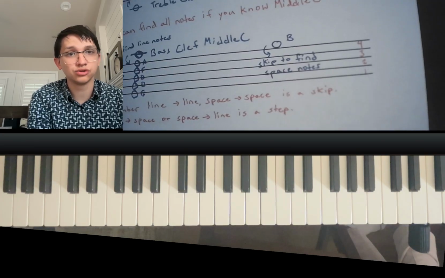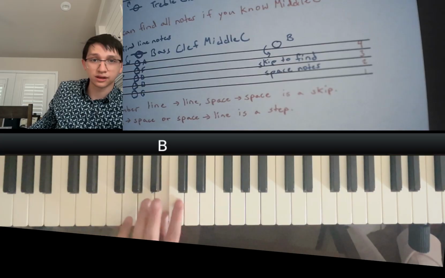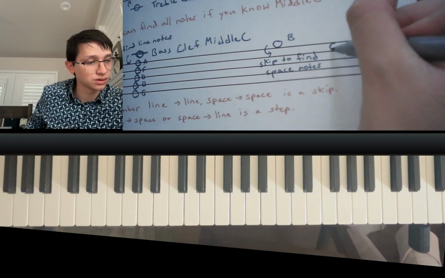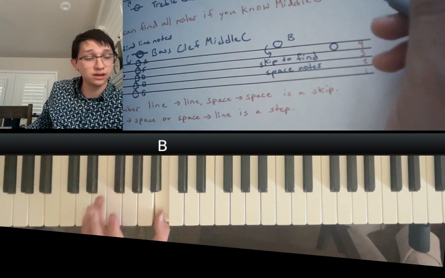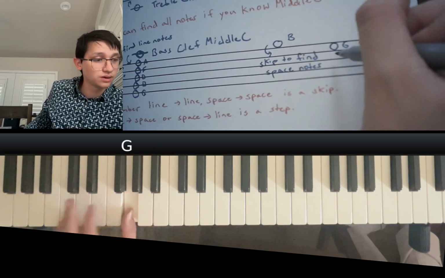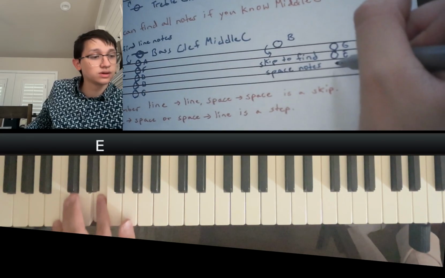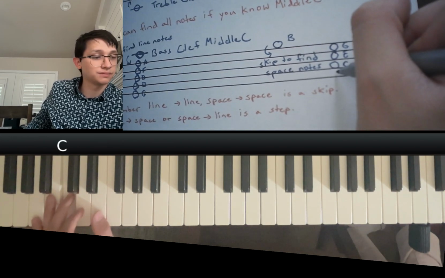Now, we can do the same thing starting on B in order to get all of our space notes. If I started on B, the B below middle C, we would have on the fourth space this note, which is a skip down from B, which would be a G. Then a skip down from G would be E. Skip down from E, C. Skip down from C, you get A.